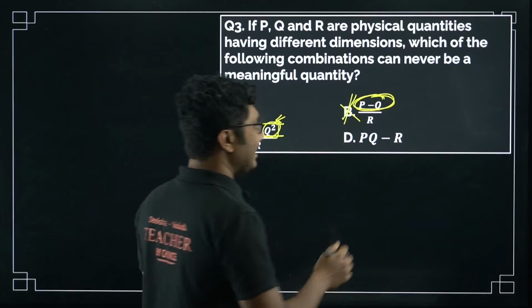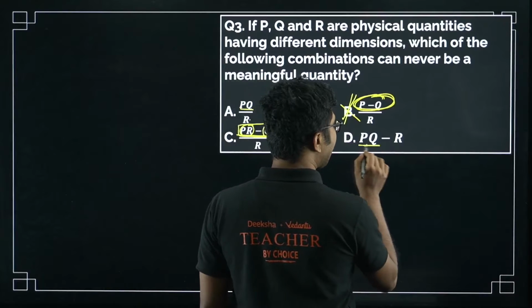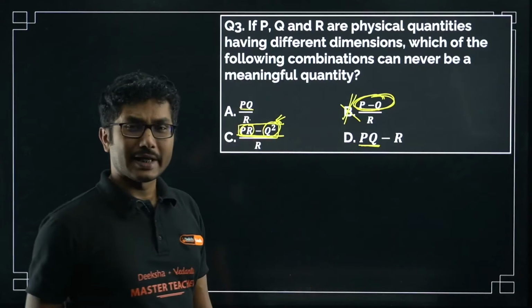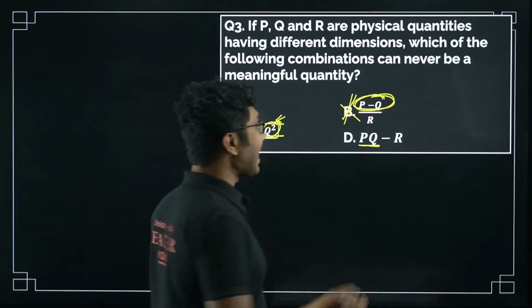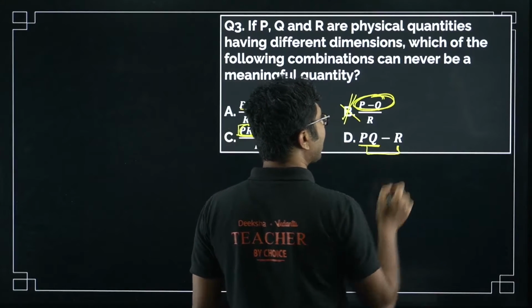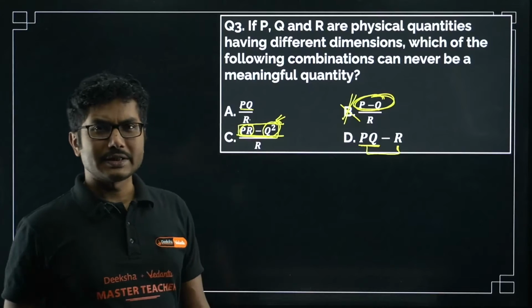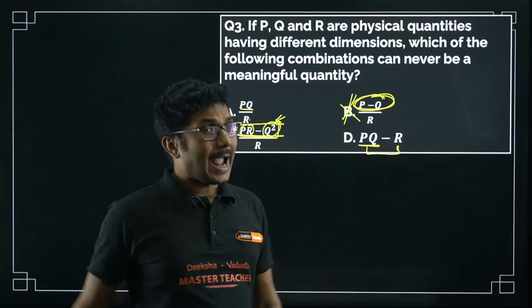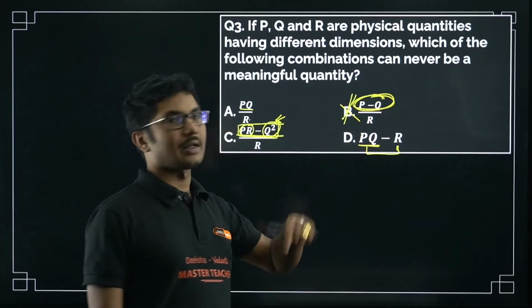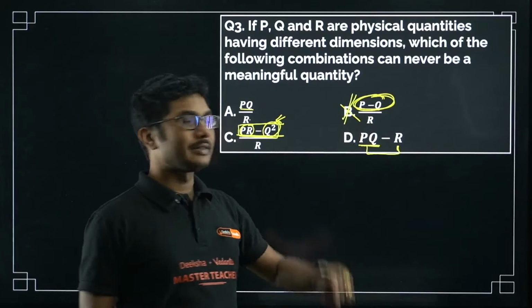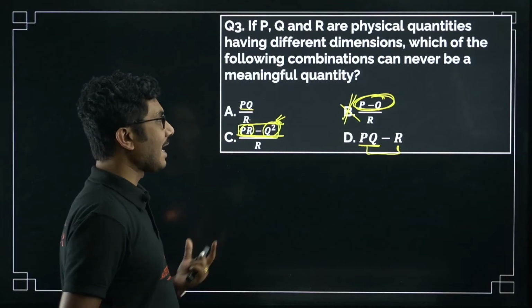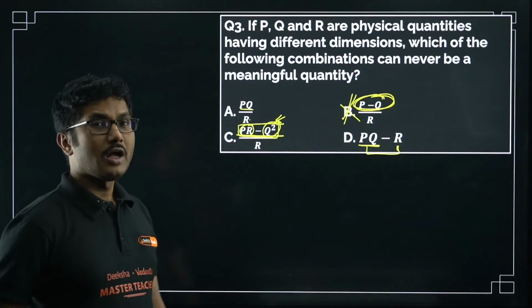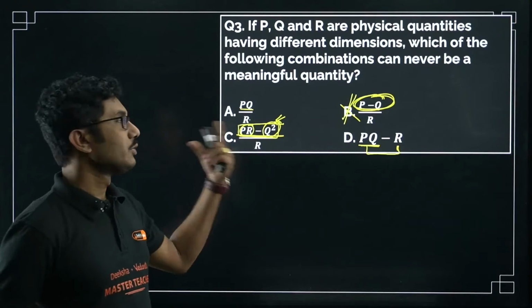Okay, now in this case, what is happening is that we are multiplying two quantities. Again, multiplying two quantities means it is a new dimension, and that dimension can be equal to that of R. So this also makes sense, right? P times Q can have a dimension same as R, so that is why the subtraction is possible. Here also P times R can have a dimension equal to that of Q. Okay, Q square, so that is also possible.